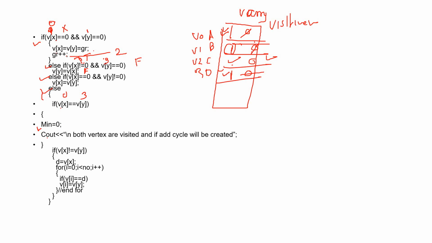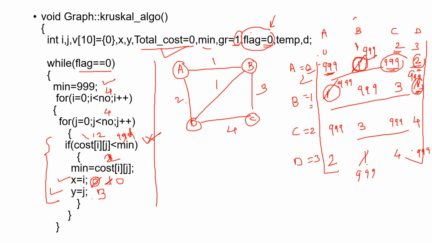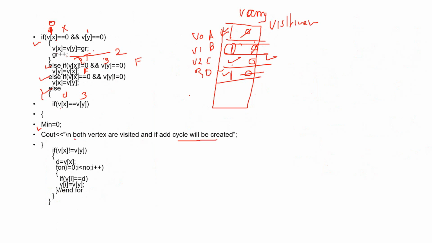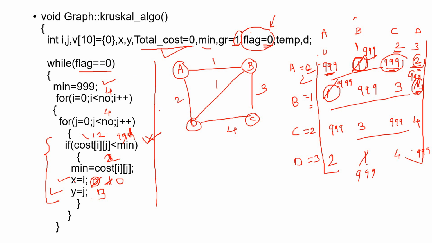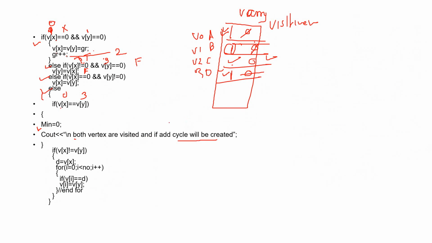So at that time minimum is equal to 0 and both vertices are visited, and if we add it, it will create a cycle. You can check it. If I add this A to D, which has weight 2, then A to D is added and it will form a cycle. So I am not going to add that A to D. As well, I am making that a 999 value. It means now instead of 2 it will become 999, here and here as well. So that edge is not added. Here also you can see that.